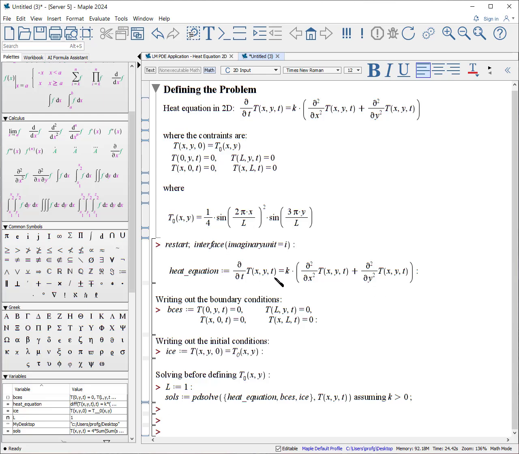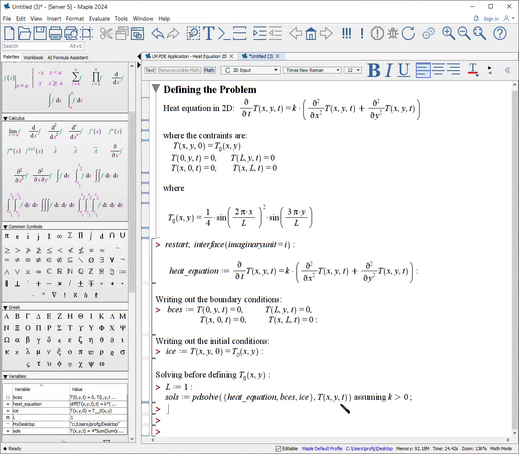We're going to redefine the problem, but this time we're not going to tell it what T sub 0, the initial state of the function, is. Again, how do we solve? PDESolve. We give it a curly bracket of all the equations, and in this case we're going to need 6 of them. 1, 2, 3, 4, 5, 6.